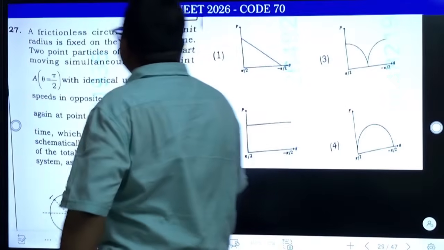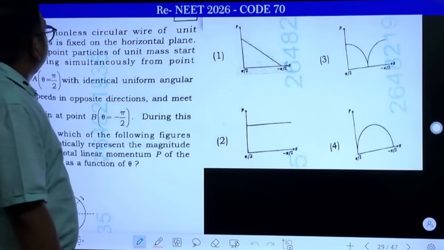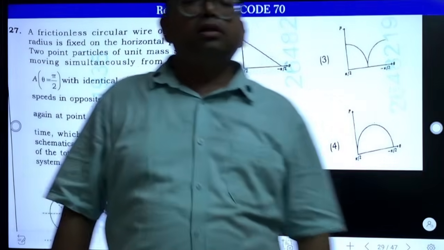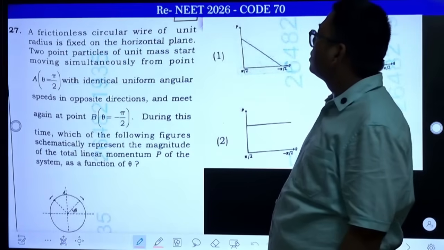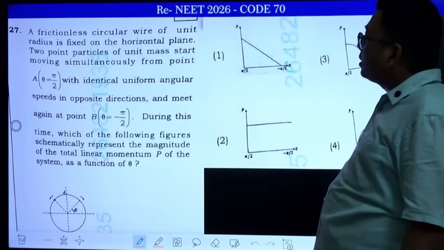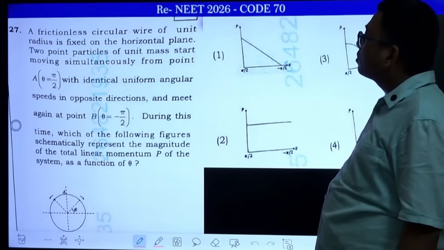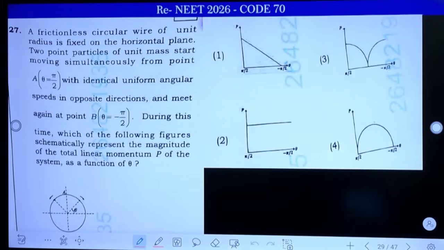Then next question. A frictionless circular wire of unit radius is fixed on the horizontal plane. Frictionless circular wire, what does that mean? That means a smooth circular wire of unit radius is kept on a horizontal plane. 2 point particles of unit mass start moving simultaneously from point A. I think this diagram is given here. At an angle of 90 degree with identical uniform angular speeds in opposite direction, and meet again at point B.